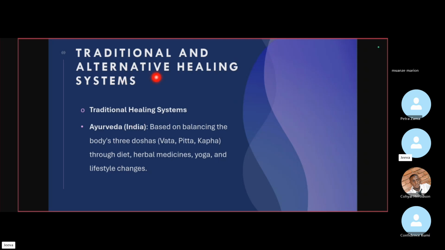Now, traditional and alternative healing systems. As I told you, there are traditional healing systems like Ayurveda. In India, it is based on balancing the body's three doshas: Vata, Pitta, and Kapha. These are Ayurvedic terms. Through diet, herbal medicines, yoga, and lifestyle changes, a person can be healed. This is one of the traditional methods of healing. They believe that if they properly maintain a diet, take herbal medicines, and do proper yoga, their life can be changed. So this is how traditional people look for healing. Okay.